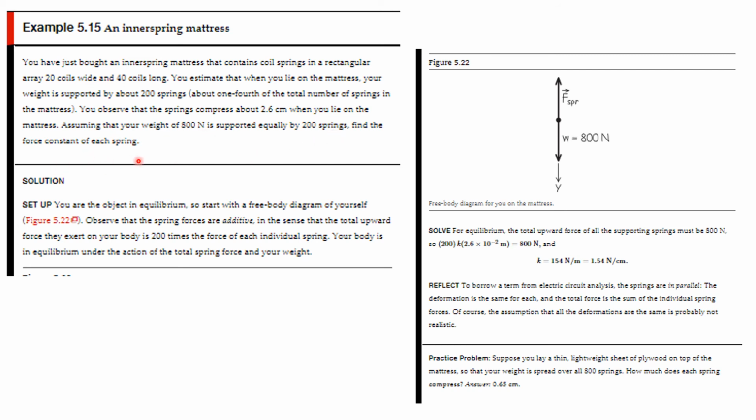What's the force constant? Well, you see the force of the spring is pushing up, your weight is pushing down. So to be in equilibrium, the total upward force must be 800 newtons to balance the weight. So the 200 springs times the spring constant K times how much they're being compressed has to be 800. You can solve for K. So K is equal to 1.54 newtons per centimeter. And again, here's another problem if you want to test to see how you do on that. And here you have numerical answers.